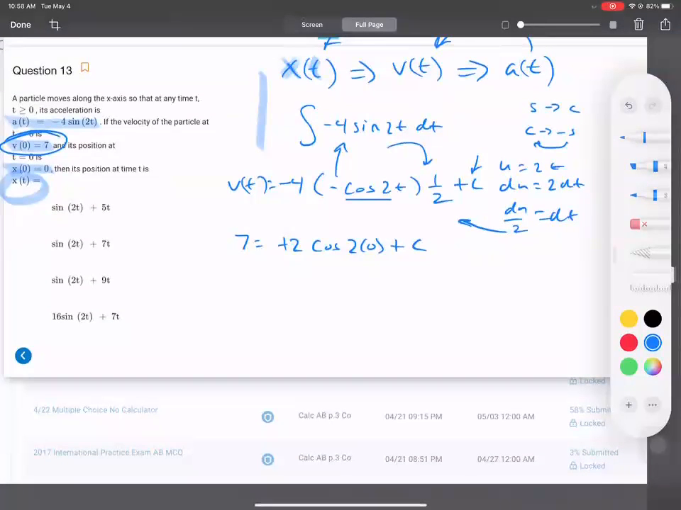So the cosine of 0, if you guys remember, here's my unit circle. Cosine of 0 is 1, the point 1 comma 0. It's the x direction. So that's 1. 7 equals 2 times 1 plus c. c is equal to subtract 2, subtract 2. c is equal to 5. Okay? So v of t is equal to 2 cosine of 2t plus 5.